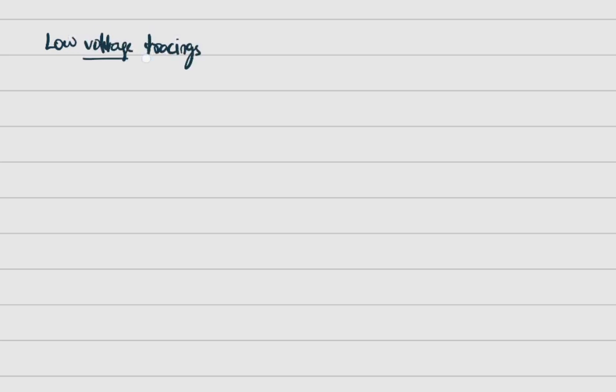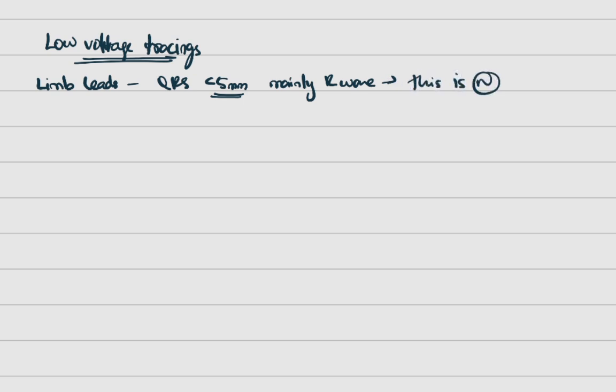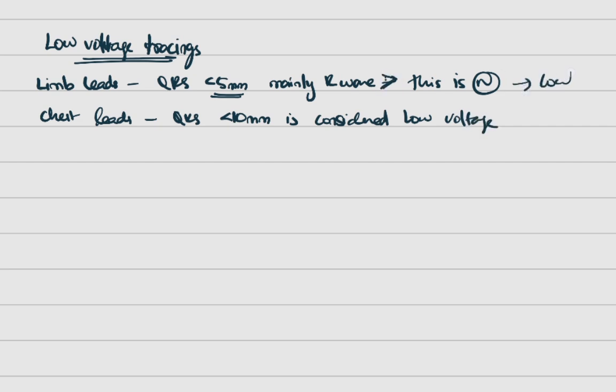So what cases have low voltage tracings where you need to request a double standardized ECG? In standard limb leads, usually a QRS complex less than 5 mm, mainly the R wave, is low voltage; more than 5 mm is normal. Whereas in chest leads, a QRS complex less than 10 mm is called low voltage. So this you need to know.